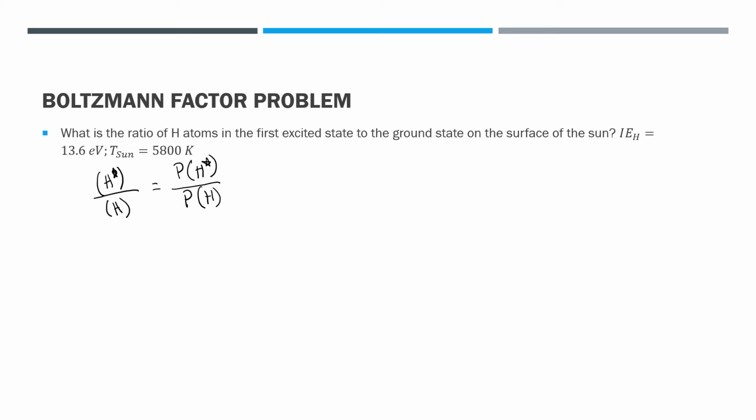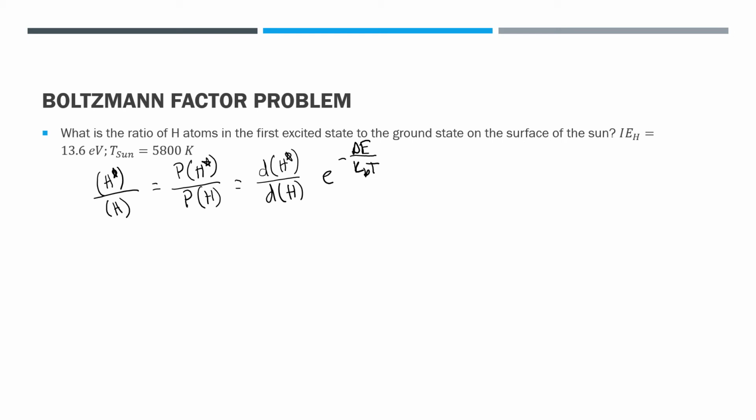When we have the ratio of these probabilities when we have discrete energy levels, let's use the Boltzmann expression and figure out what this should be. In the Boltzmann expression, we have the degeneracy factor of H star divided by the degeneracy factor of H, times e to the negative delta E divided by kBT. So what exactly do we need to figure out in order to solve this question?